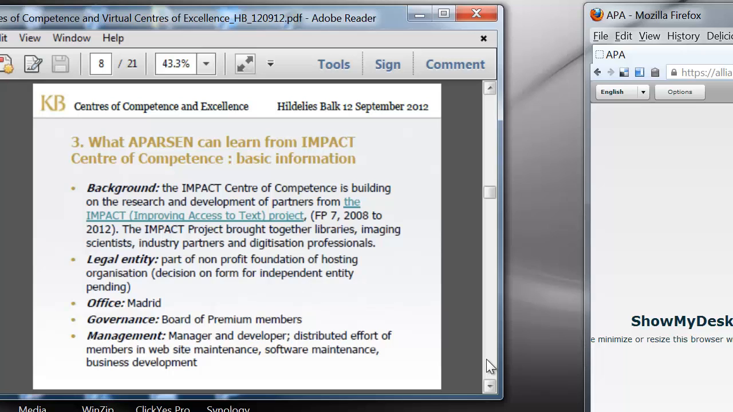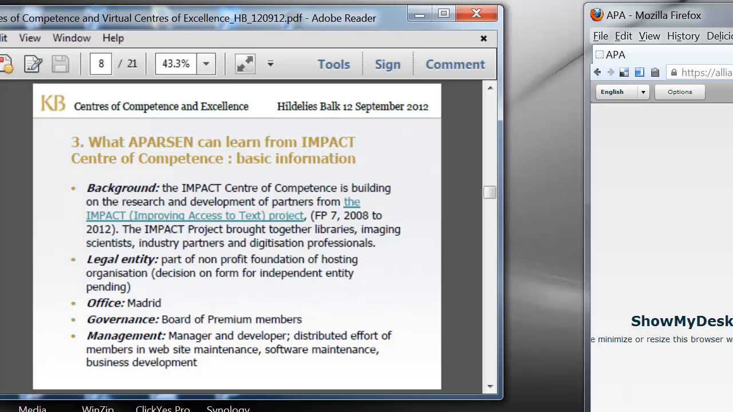The Impact Center of Competence builds on the project Improving Access to Text that just finished in June of this year, 2012. It worked for 4.5 years and brought together 26 partners: libraries, imaging scientists, industry partners, digitization professionals, all for building tools for digitization, mainly for better language technology, better OCR, that sort of thing. We have chosen for the moment the legal entity as a non-profit foundation of the hosting organization, which is the Biblioteca Virtual Miguel de Cervantes in Madrid and Alicante. And we will have a later decision on an independent entity.